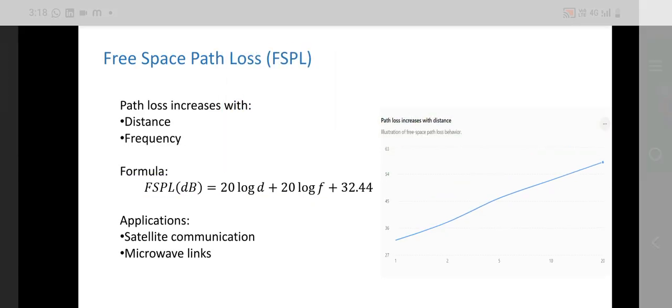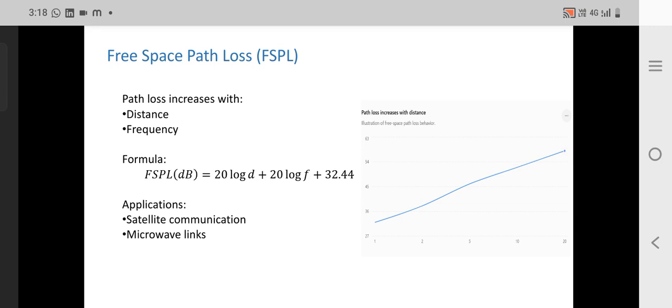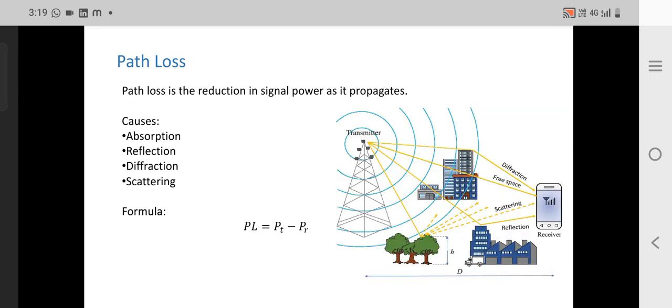This is your free space path loss. In this, the path loss increases with distance and frequency. The formula for free space path loss is 20 log d plus 20 log f plus 32.44. This is mainly used for satellite communication and microwave links.